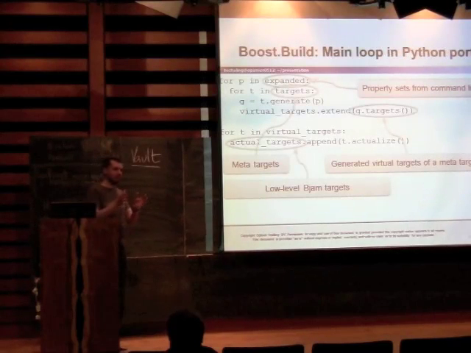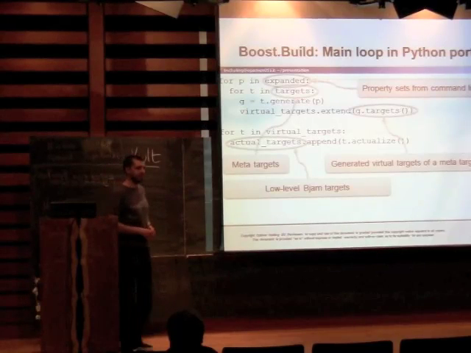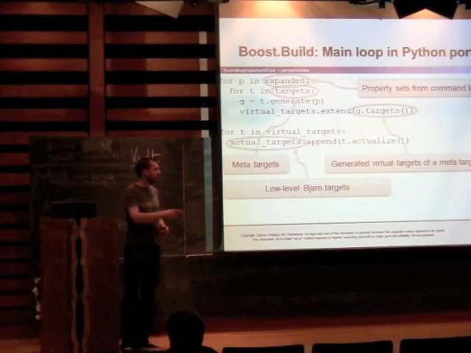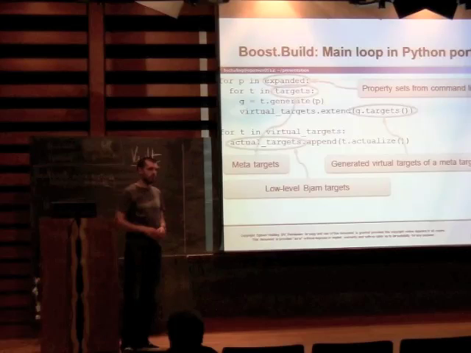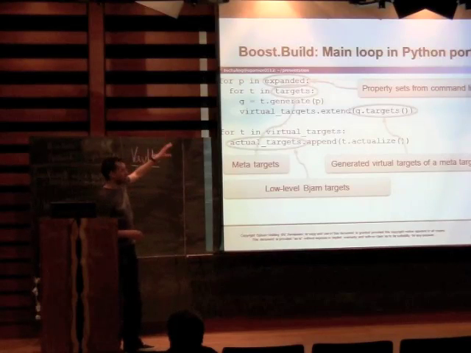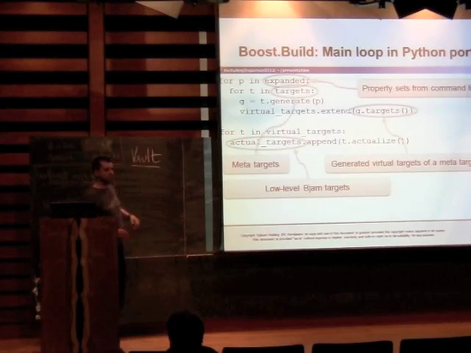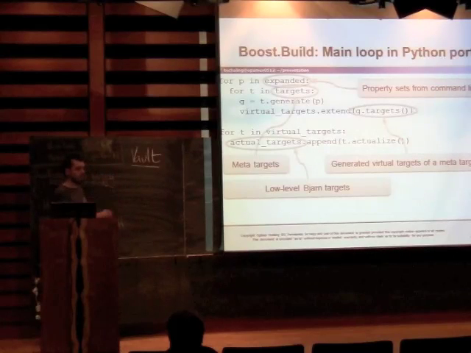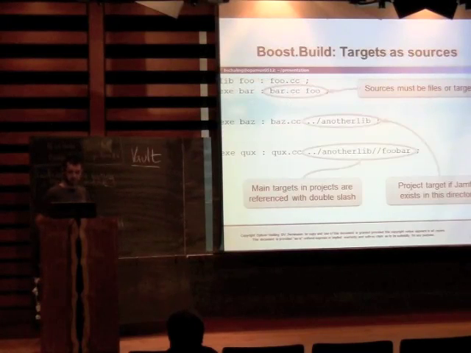I'm trying to make sure that it's not too complicated, but still covers enough details so that people know what they can do with the Jam files. And I've been looking most of the time at the Python port of Boost.Build to understand what's going on. If you want to look at it, there are a few lines of code which do exactly the things I was just trying to explain, where the meta targets are used to generate the virtual targets, and then the virtual targets to create the low-level BGM targets. But it's not that important that we need to spend a lot of time there.